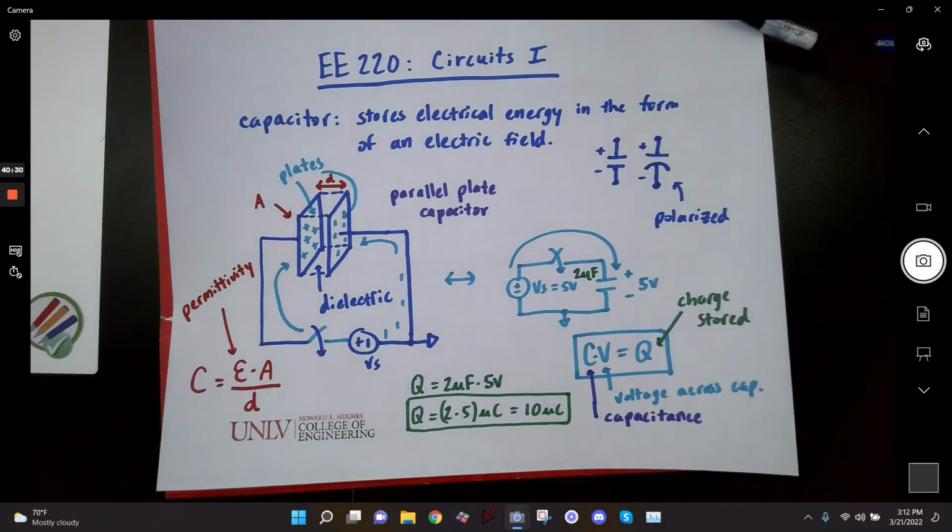We're also not even going to really be using this formula. I'm just going to be giving you capacitors, and we're going to be solving for different things using capacitors. But I want you to know that the capacitance of a capacitor is dependent on the overlap area of the plates and the distance between the plates, and then the permittivity of the material in between the plates. Those three things.